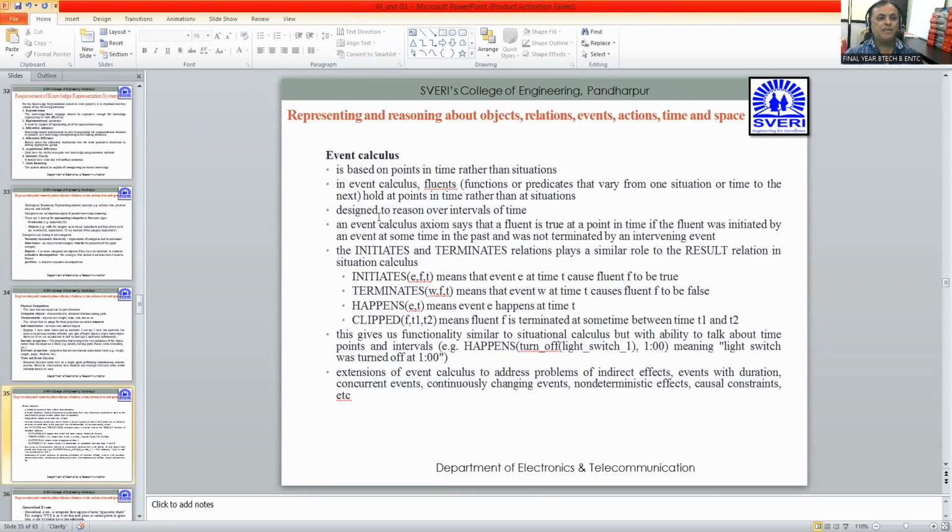See, event calculus is different from the situation calculus. Situation calculus is discrete, but in event calculus there is an overlapping of the events happening during a period of time. It is based on points of time rather than the situation. Instead of depending entirely on the situation, it depends on time. Event calculus is when a fluent holds at a time rather than in a situation. So the whole game is about time, not the situation. It is designed to reason over time intervals, so again it depends on intervals of time.